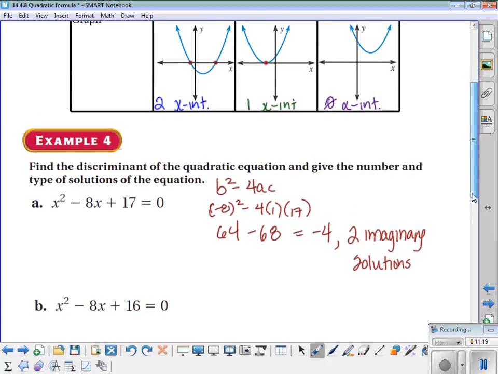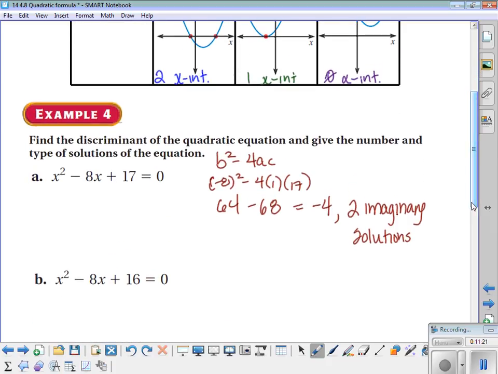All right, so I'm going to let you guys figure out this one. It's almost the same as the one I just did, so it shouldn't take you too long to figure it out. Figure out the discriminant and how many solutions and what type of solutions you're going to have for B.